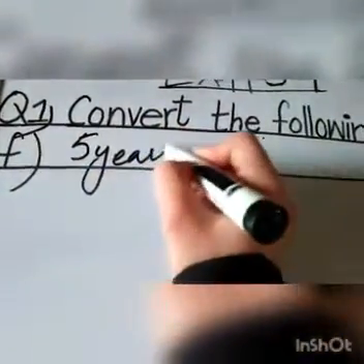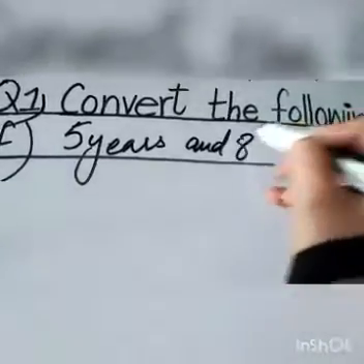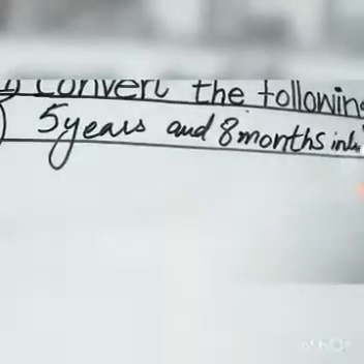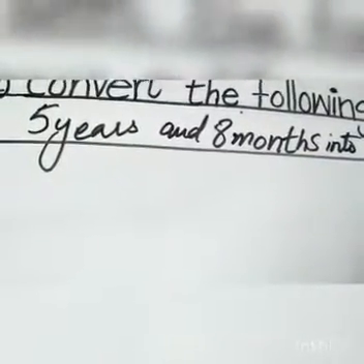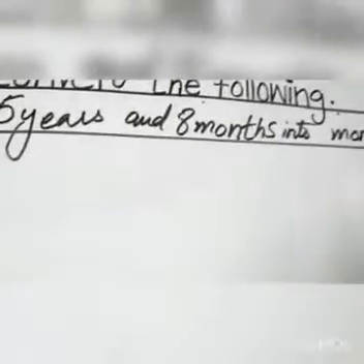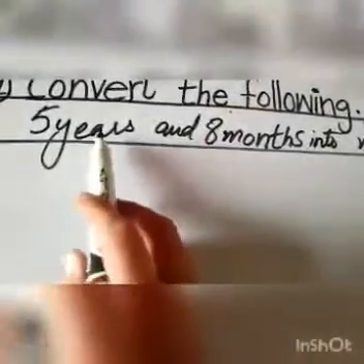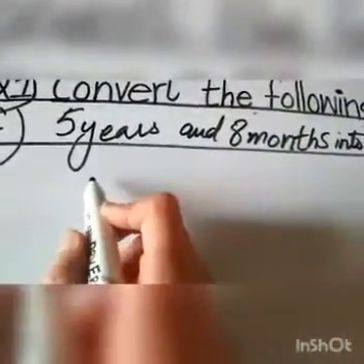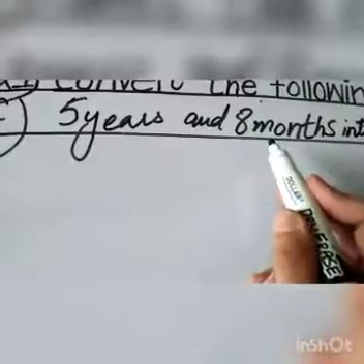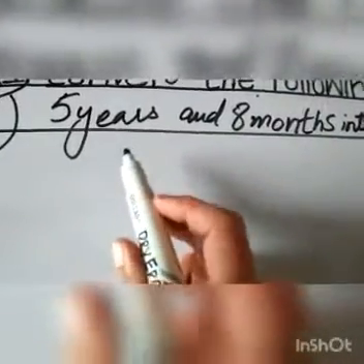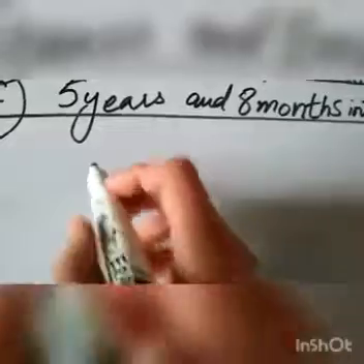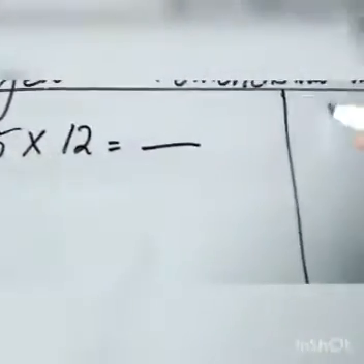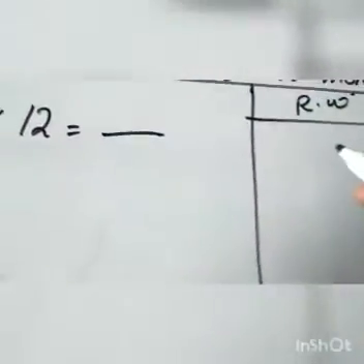5 years and 8 months into months. Class, they mentioned that answer should be in months. Okay, first of all we have to convert years into months, then we can add. When we convert years into months, we have to multiply by 12 because in 1 year there are 12 months. Okay, 5 multiply 12 is equal to dash. You can see the multiplication in our rough work.